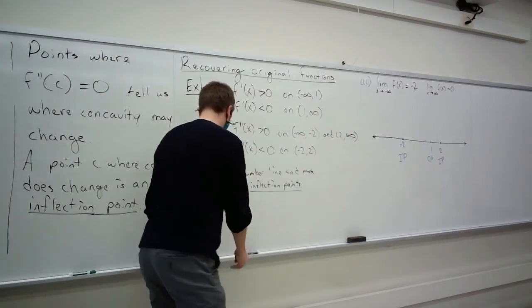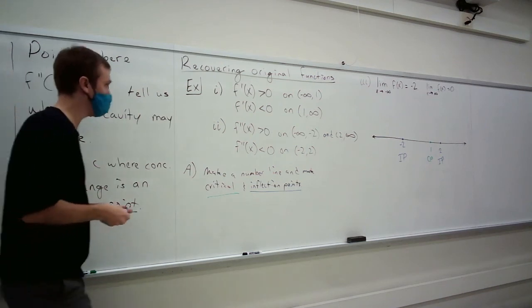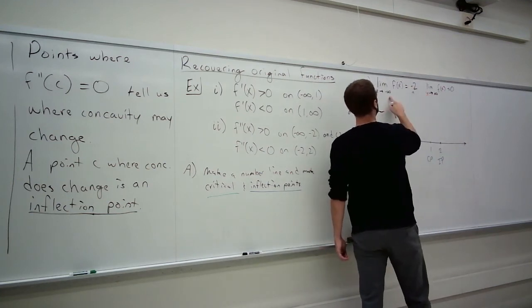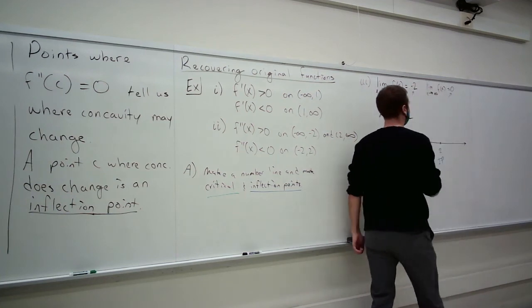Okay, so here we go. Information 3 just tells us asymptotic behavior. What do we call these values, negative 2 and 0? We call these, remember, look at what's going on here. Look what's going on here. What do we call these numbers?